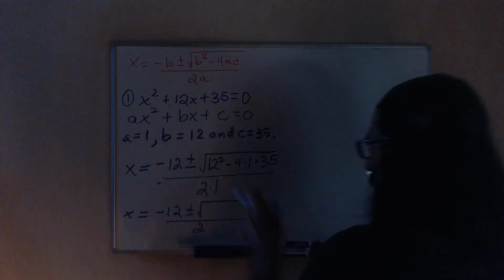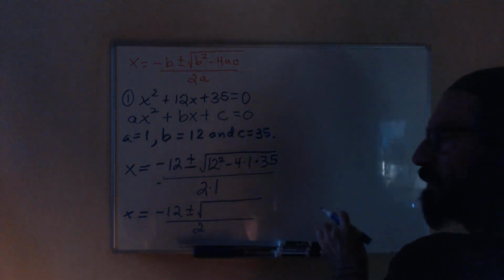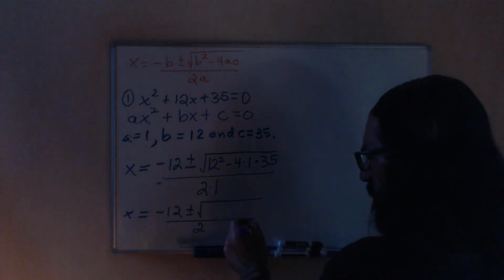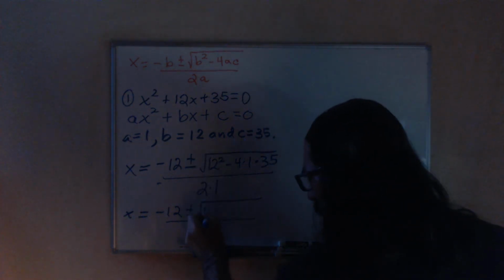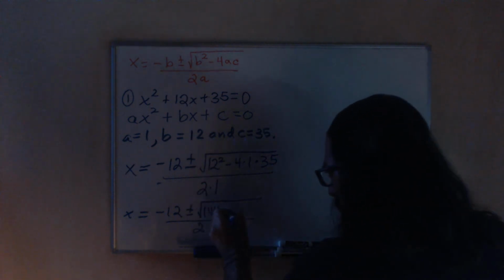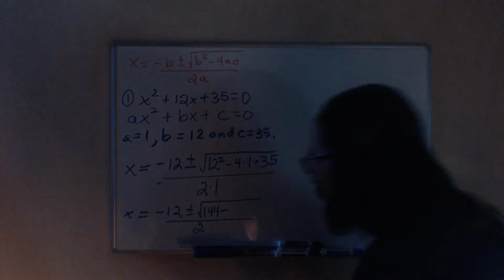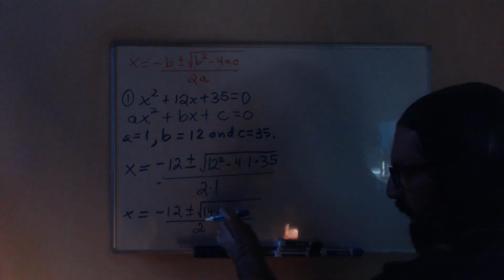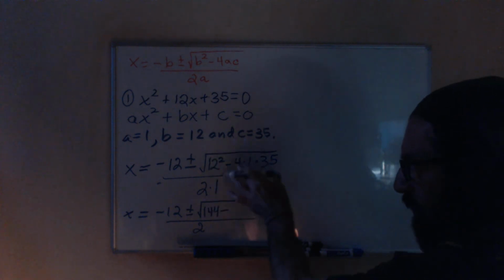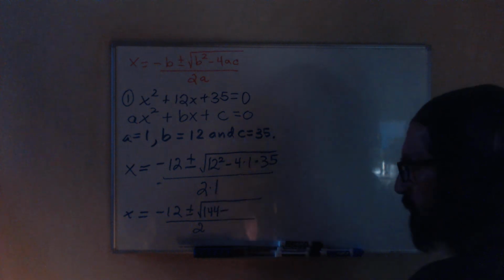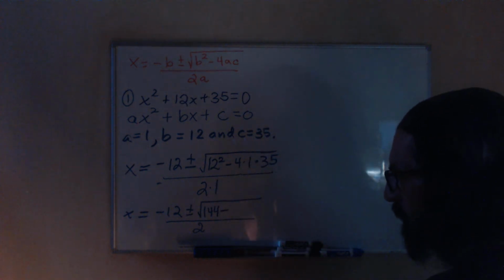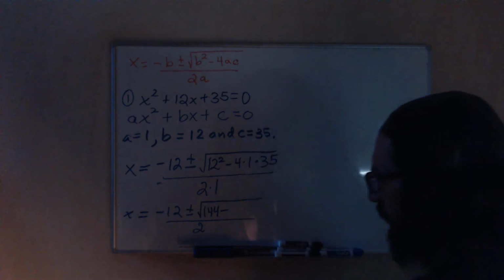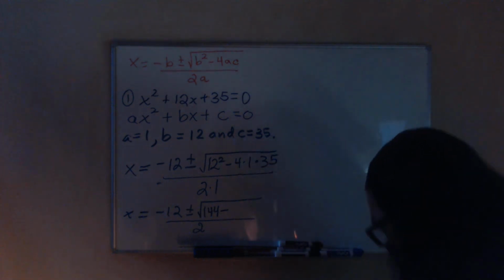We've got squaring followed by multiplication followed by subtraction. It would be okay to do the squaring, since that is just a special case of multiplication anyway, and at the same time 4 times 1 times 35. We've got a minus sign here. There's no negatives for what a and c are, so that's still going to be minus. And 4 times 1 is 4. 4 times 35 is 140.